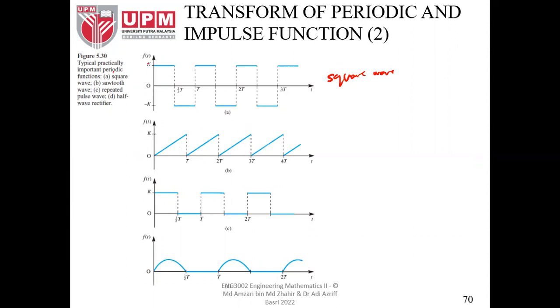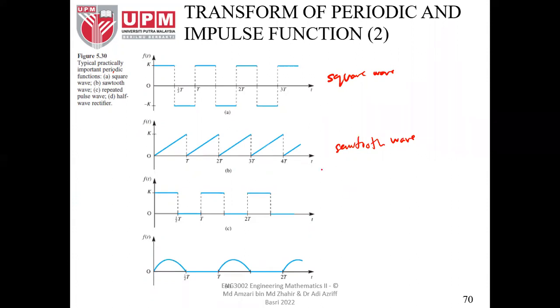Okay, so for example, from 0 to half T it becomes k. From half T to T it becomes negative k. Then it keeps on being periodic. Okay, the pattern is the same. The second one we call a sawtooth function, or sawtooth wave. From 0 to T it becomes a straight line, linear. Then it keeps on repeating.